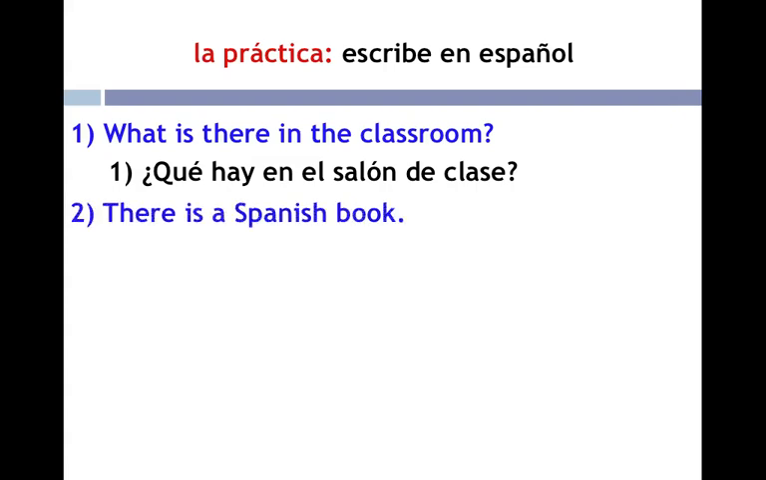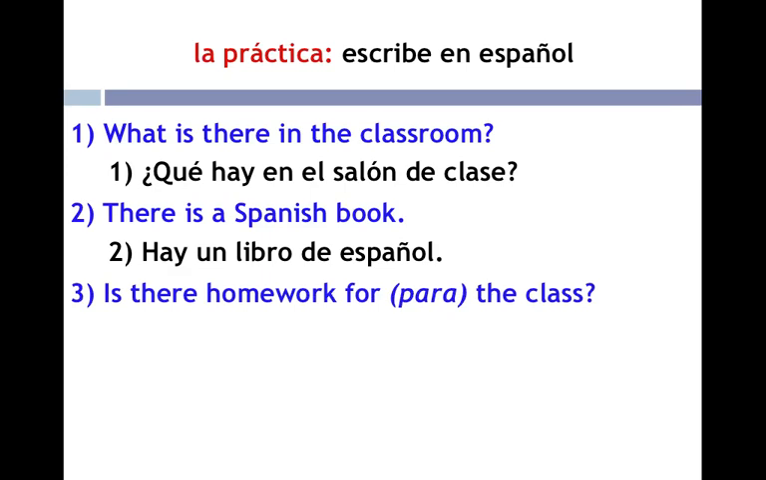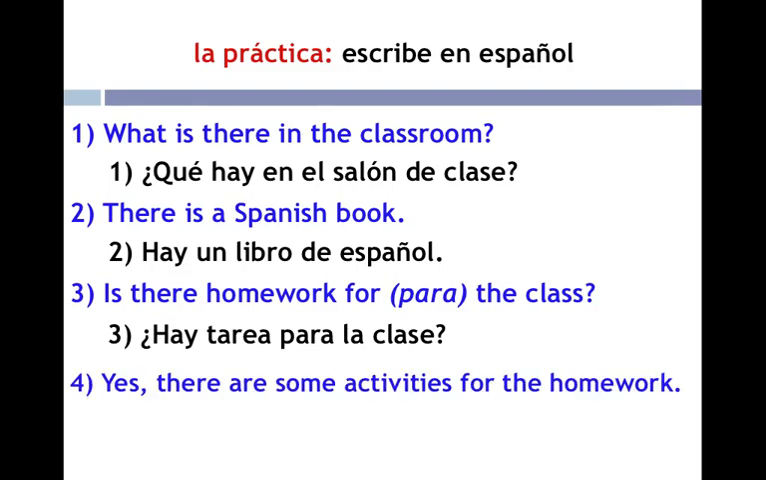¿Cómo se dice there is a Spanish book? Hay un libro de español. ¿Cómo se dice is there homework for the class? And for is translated as para, for the purpose of para. Is there homework for the class? ¿Hay tarea para la clase? Y finalmente, yes, there are some activities for the homework.